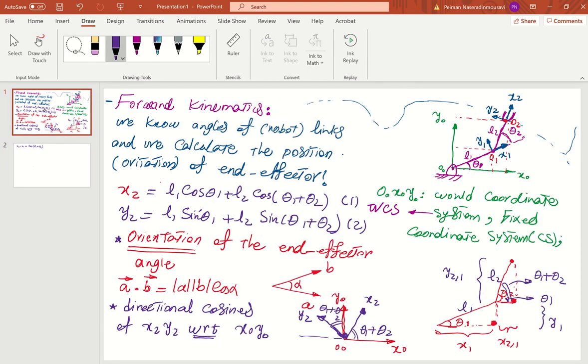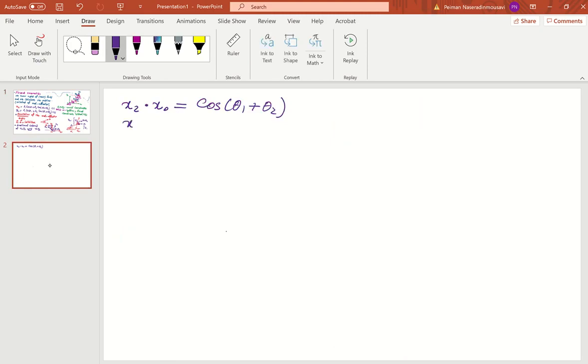Yes, this is the projection on this, and the same for y2. So I'm going to say x2 on the y0, meaning the world coordinate system, is going to be, from trigonometry, sine of theta 1 plus theta 2. Agree, everyone?